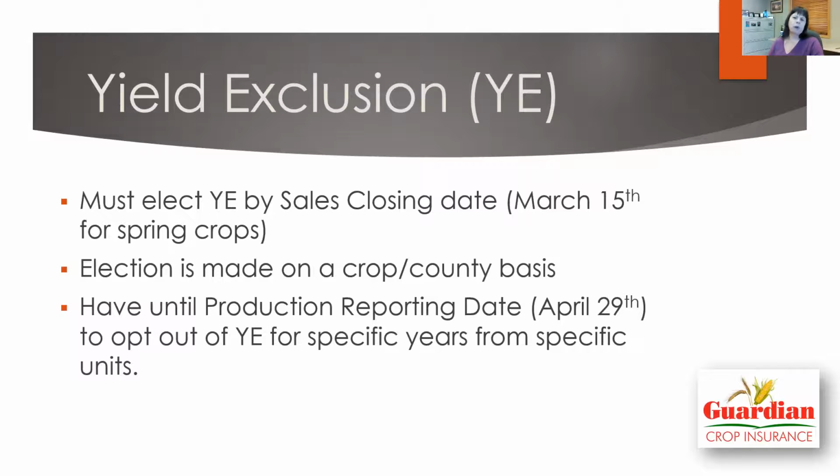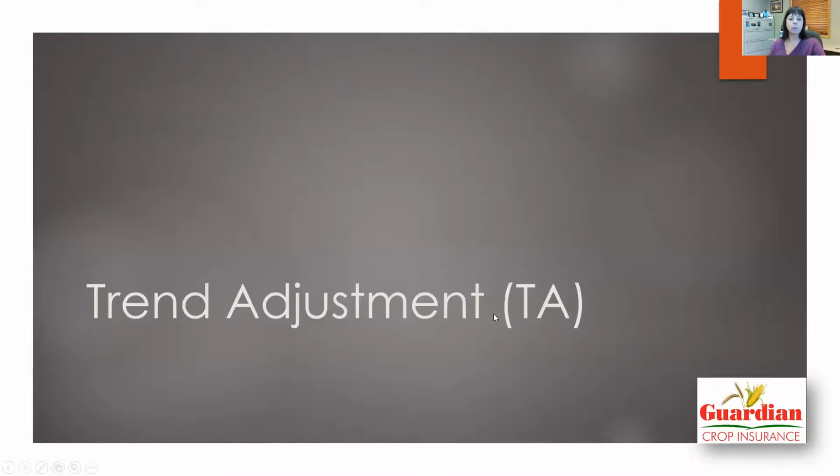Now you may be asking yourself, why would you want to opt out of the yield exclusion? Well, I have seen where people actually have a pretty decent yield in their database, even though that year is eligible for the yield exclusion, and it is actually much better for their history to opt out of the yield exclusion and include that year in their history. So if you do decide you want to opt out for a certain year, you need to make sure that we do that by the production reporting date, which is April 29th for your spring crops.